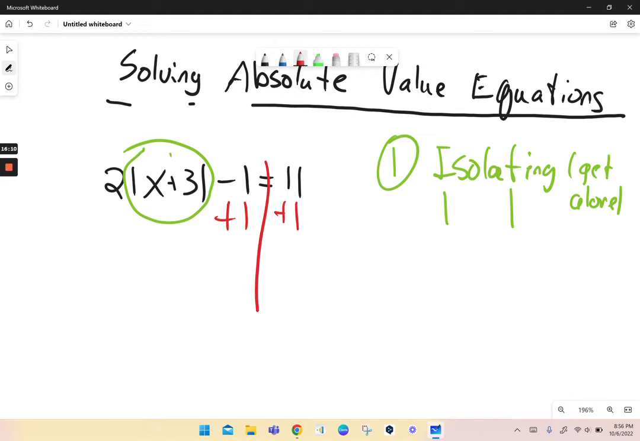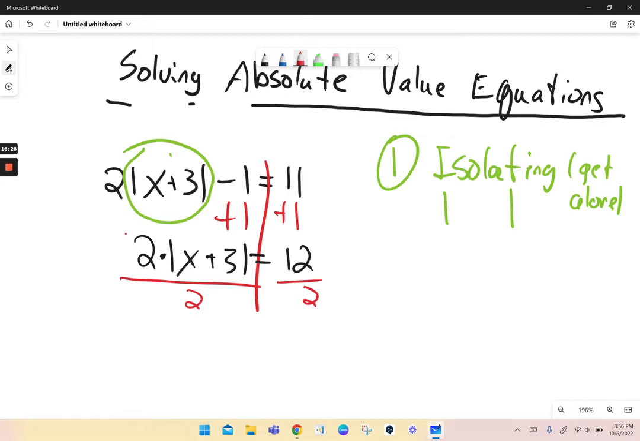And let's see what we have left over here. We've got 2 absolute value of x plus 3 equals 12. Now the absolute value is still not by itself. We've got this 2 multiplying times it, right? And so to undo multiplying, we're going to divide by 2. Multiplying and dividing cancel out. And so we get absolute value of x plus 3 equals 6. We have isolated the absolute value. It is now by itself.